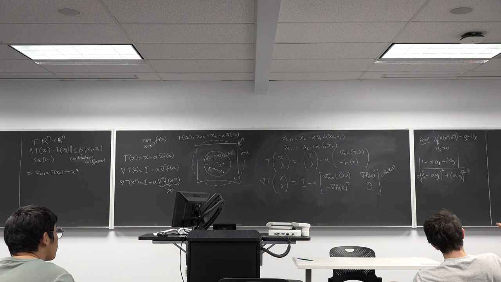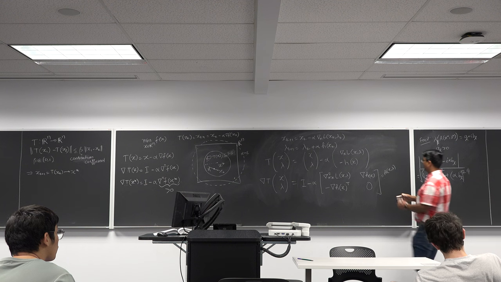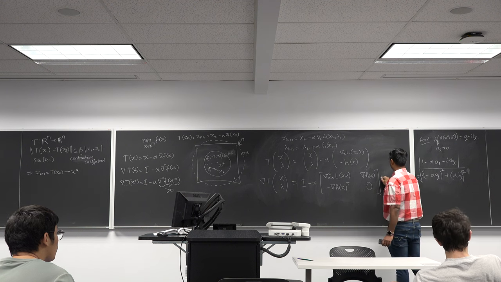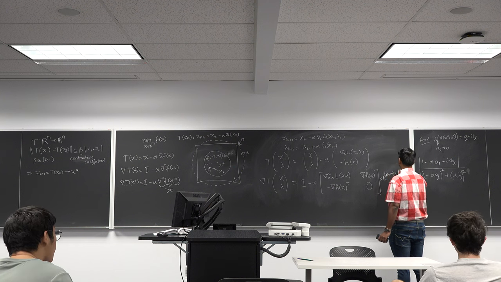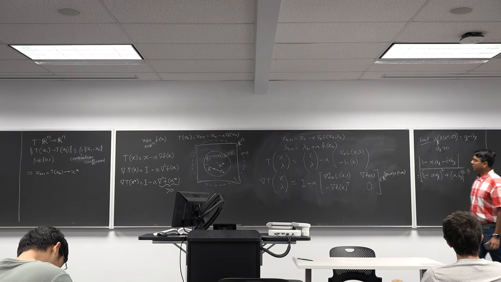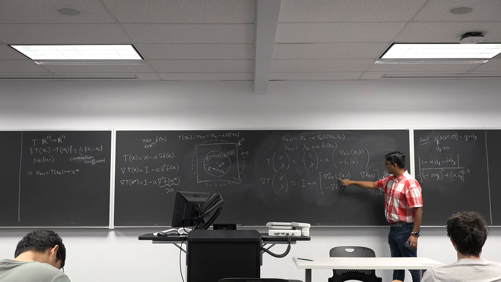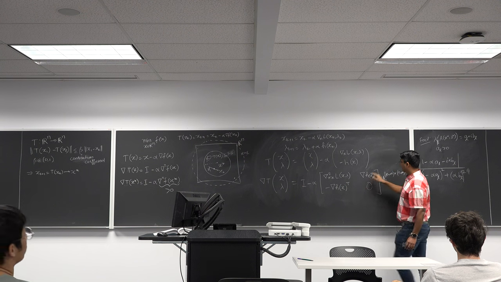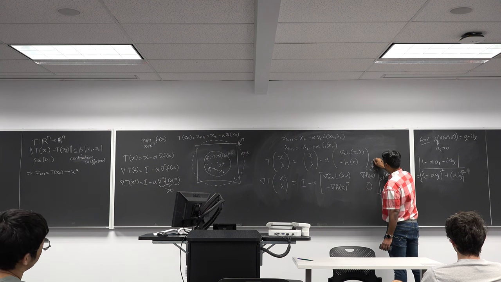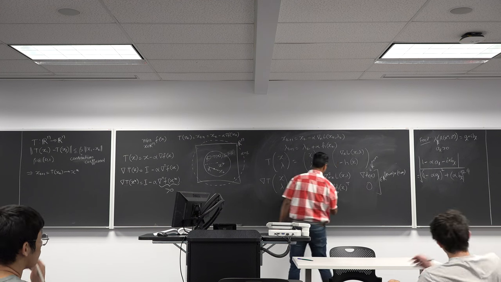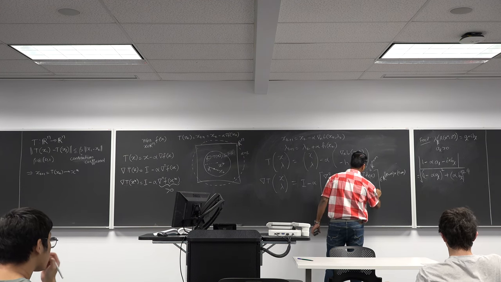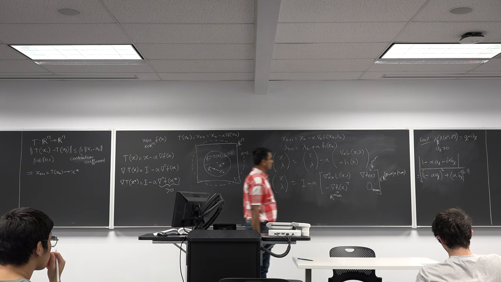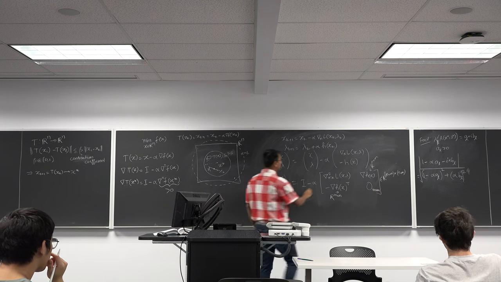Could you write the dimensions of the matrix? Perfect. This is R^(n+m) cross (n+m). So this block is n cross n, this is n cross m, this is m cross n, and this is m cross m. And this is n cross n.